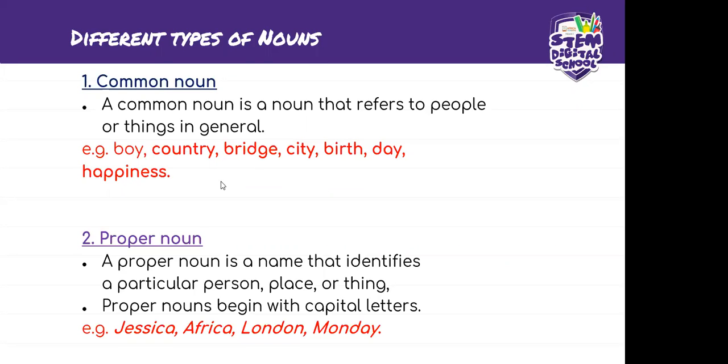These are general things. Okay, a boy is common. A country is common. A bridge is common. A city is common. Birth is common. A day is common. Happiness is common. So all these common things, or these people, or things in general, they are common nouns.